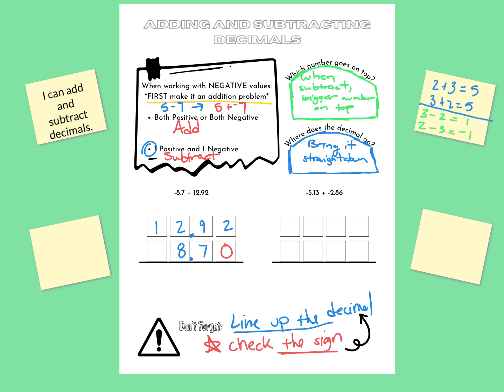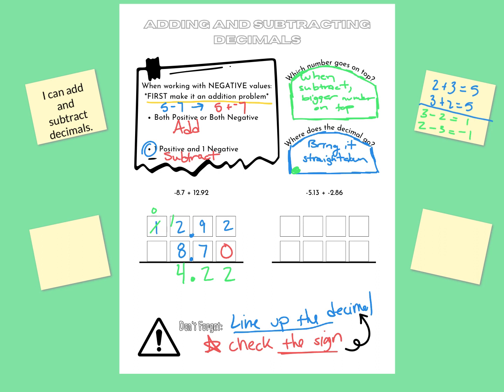And I'm going to just subtract. 2 minus 0 is 2. 9 minus 7 happens to also be 2. We said we're going to bring that decimal straight down. I can't do 2 minus 8, so I'm going to borrow and make that a 0 to make that 12. 12 minus 8 is 4. We're almost done. So we get 4.2, but now we're going to check our sign.